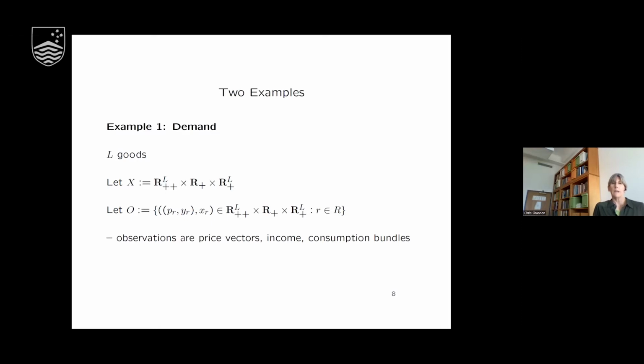problem. Think about the demand problem with L goods. Here, think about the observable variables as being price vectors, income, and consumption bundles. A particular data set would then be some collection of such observations, so tuples of price vectors, income, and consumption bundles. And then what are the models in this setup?